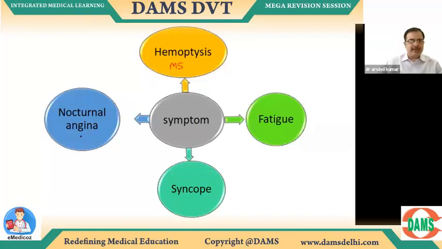Then the symptom of nighttime angina. This is a very peculiar symptom of aortic regurgitation. So in the clinical question, just mark nocturnal angina, it will be aortic regurgitation. While if a symptom of fatigue is given, that will be because of low cardiac output. And very interestingly, in mitral regurgitation, the initial symptom is fatigue due to low cardiac output. While if the symptom of syncope is given, this will point towards aortic stenosis. So this is how we'll make the tentative diagnosis based on the symptoms with which the patient is presenting. So here in our clinical question, nocturnal angina is mentioned, so it points toward aortic regurgitation.